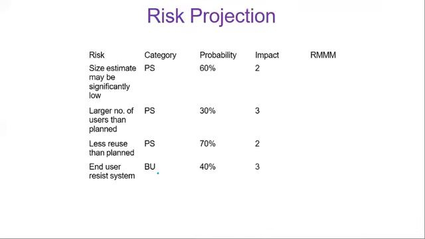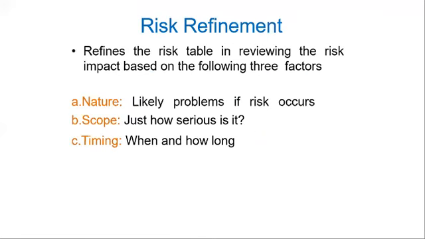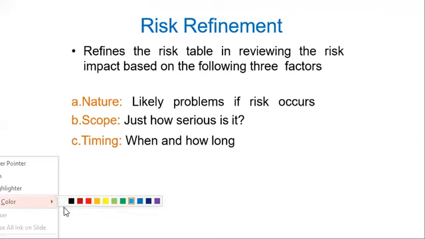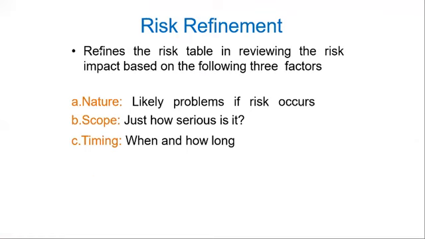Now, this is your risk table. You're going to have different risks, the categories of the risks, how much probability there is of the risk becoming a threat, and what the impact is. And you've got the RMM plan. Next, we're going to study RMM only. So this is going to be your risk table. Now, next is risk refinement. Now, this risk refinement is also called risk assessment.